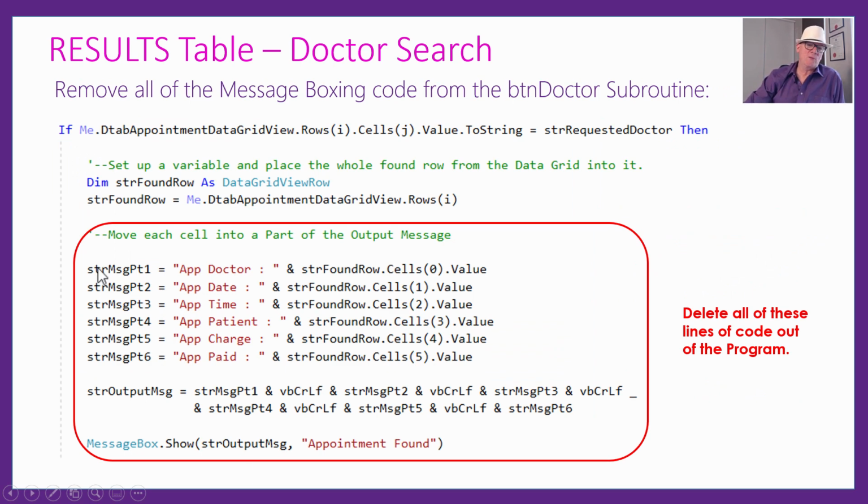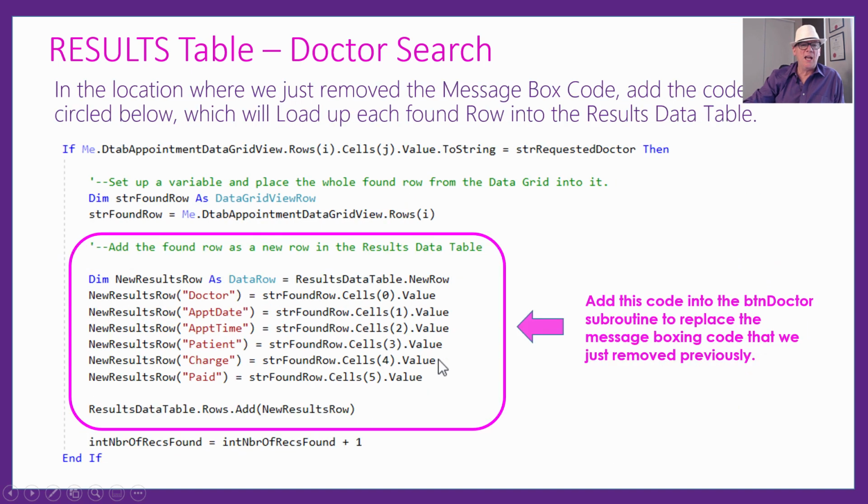So all this message box coding, where we had to build the string and all this sort of stuff, and I think some previous code to dimension each of those as well, can all be removed now because we're not going to use pop-up message boxes. So in this part of the code for the BTN doctor subroutine, just delete all of that stuff that's circled here in red, and in its place we need to put this code here.